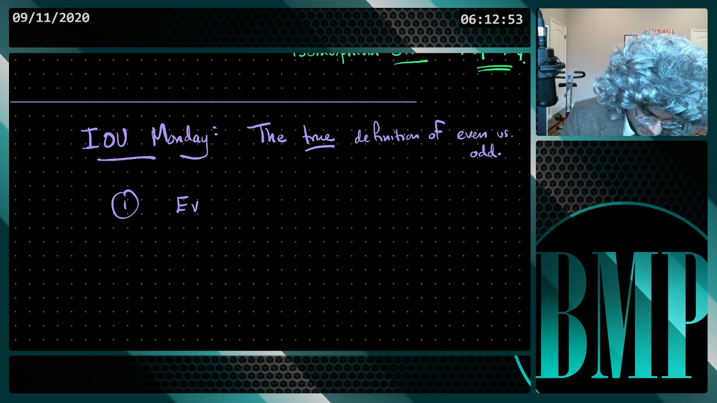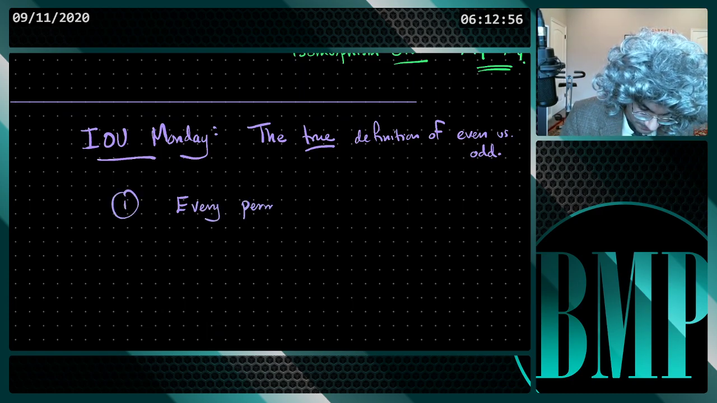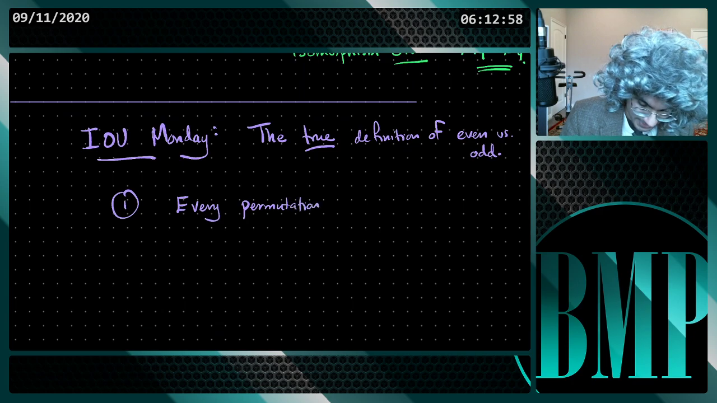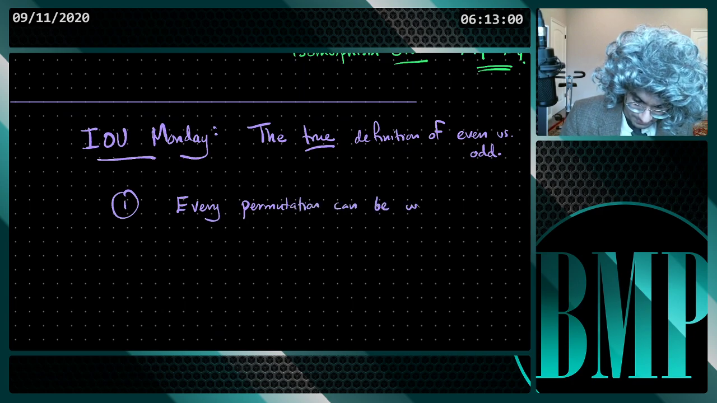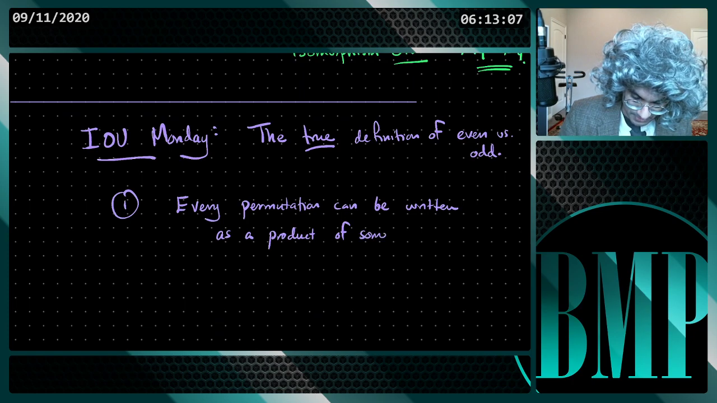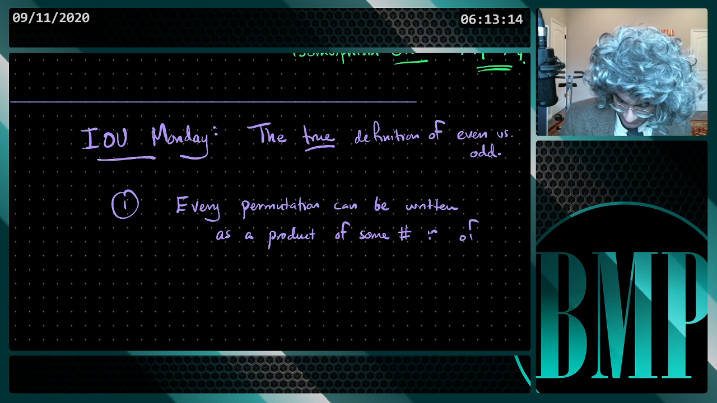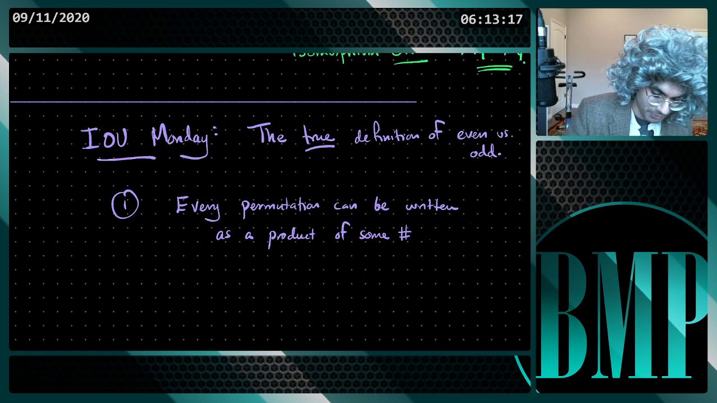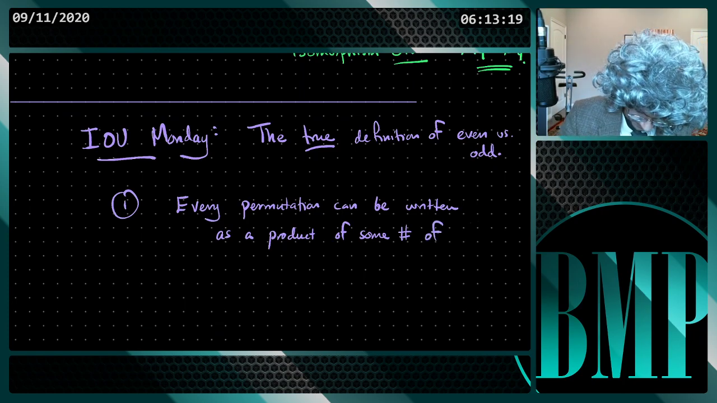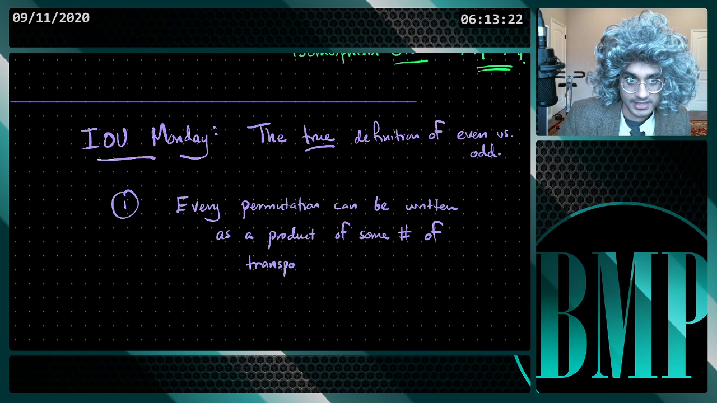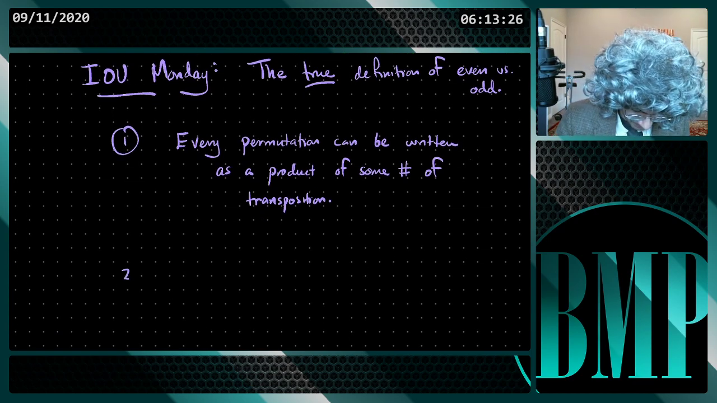Number one, every permutation can be written as a product of some number of transpositions. That's your homework exercise, I know. But you're going to take this observation, and then I'm going to add a second thing.